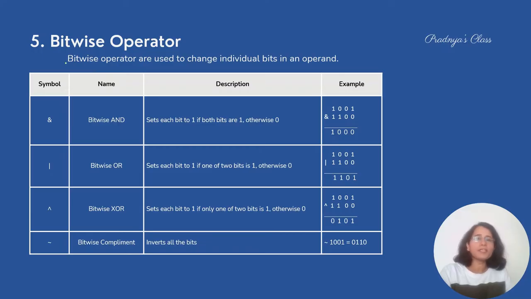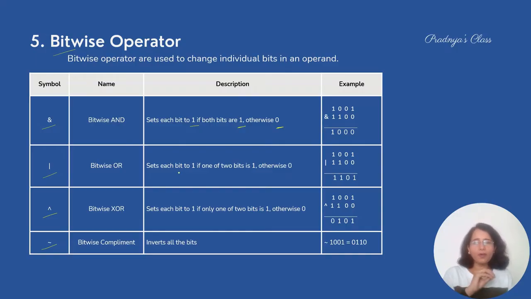The fifth operator is bitwise operator. From the name only, we can say that it is working on the bits. Bitwise operators are used to perform some actions on the individual bits of the operand. So here are four bitwise operators we have to study. The first one is bitwise AND, the second is bitwise OR, the third one is bitwise XOR, and the last one is bitwise complement. The working of these operators is also just like the logical operators, but here we have to check only bits. So you know the working of AND. If both the bits are 1, then only the output will be 1, otherwise 0.